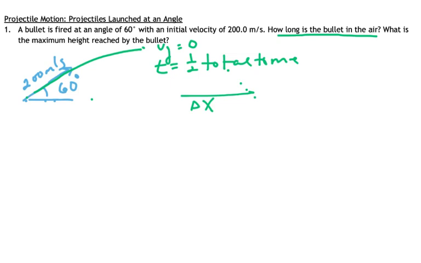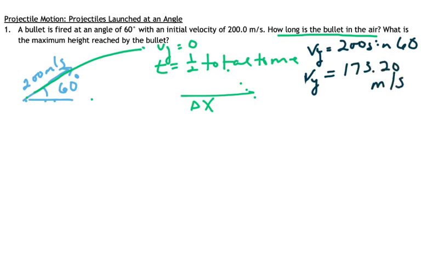So the first thing we want to do is find the velocity in the y direction. Velocity in the y direction is equal to 200 sine of 60. Velocity in the y direction ends up being 173.20 meters per second. And I'm not paying any attention to sig figs here.